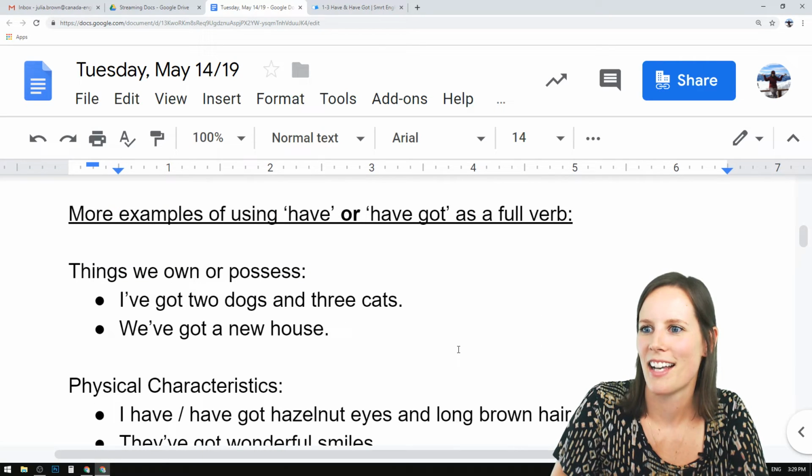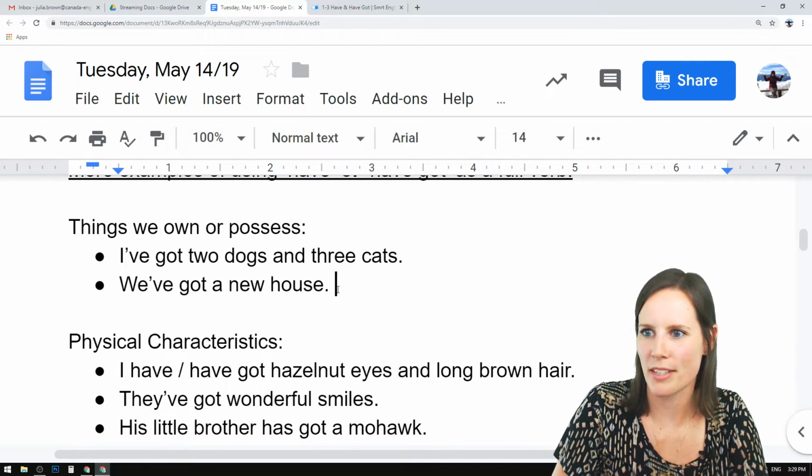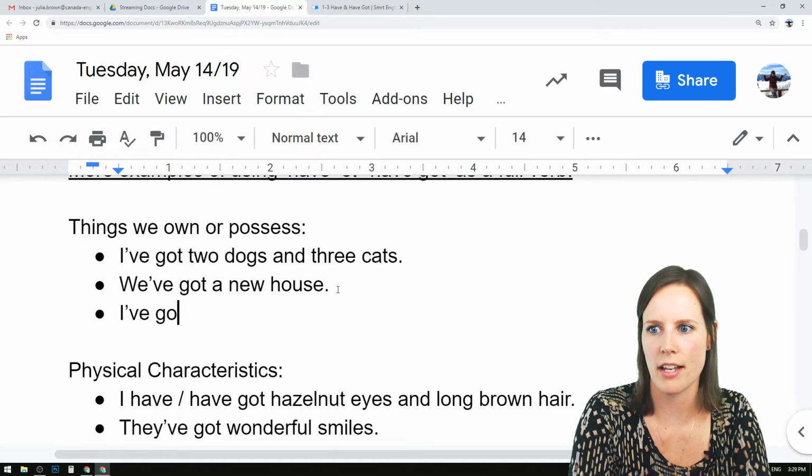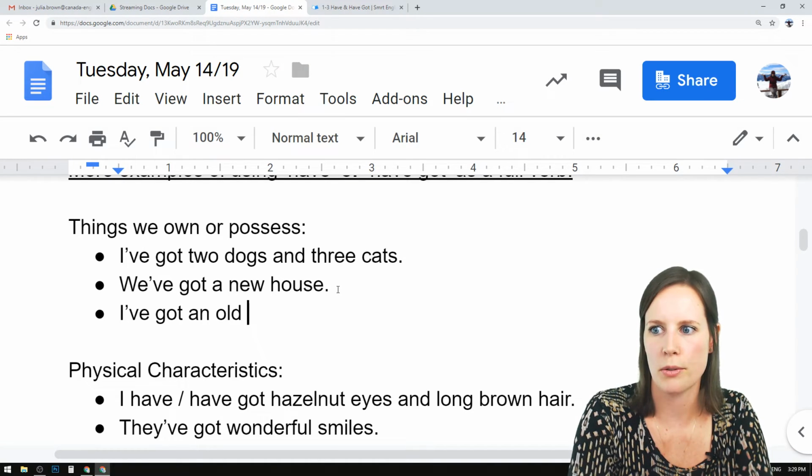Yeah. Okay, let's see here. We'll go to things we possess. I've got an old classic motorcycle, for example.